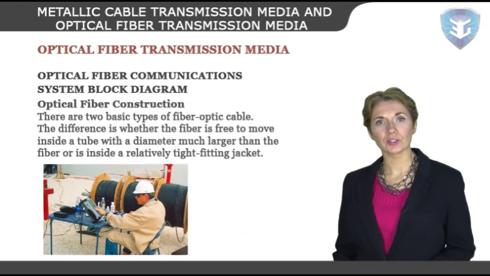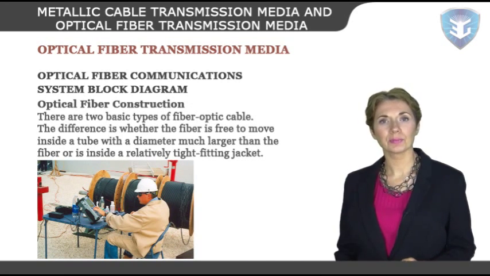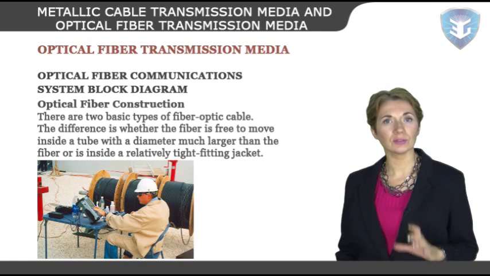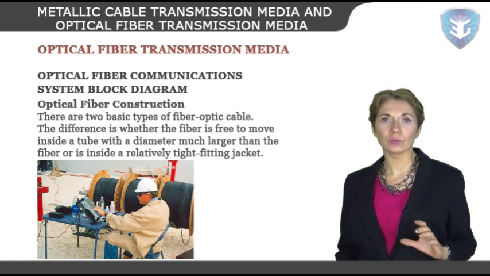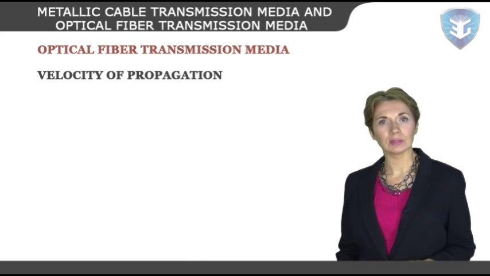Optical fiber construction. There are two basic types of fiber optic cable. The difference is whether the fiber is free to move inside a tube with a diameter much larger than the fiber, or is inside a relatively tight-fitting jacket. They are referred to as loose tube and tight buffer cables. Let's now have a look at the velocity of propagation.